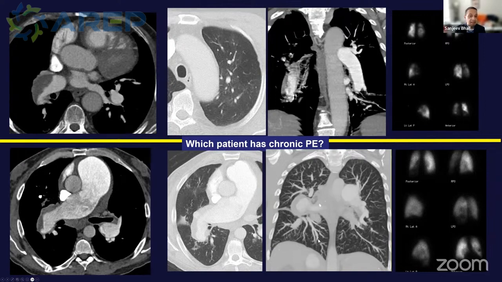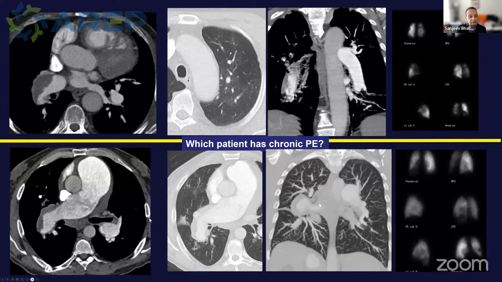So above the yellow line is a patient with chronic thromboembolic pulmonary hypertension, and below the yellow line is a patient with in situ thrombus atherosclerotic disease in the setting of portal hypertension. And so it can be very useful to just focus on... if you just focus on the pulmonary artery findings, it's easy to confuse the two.